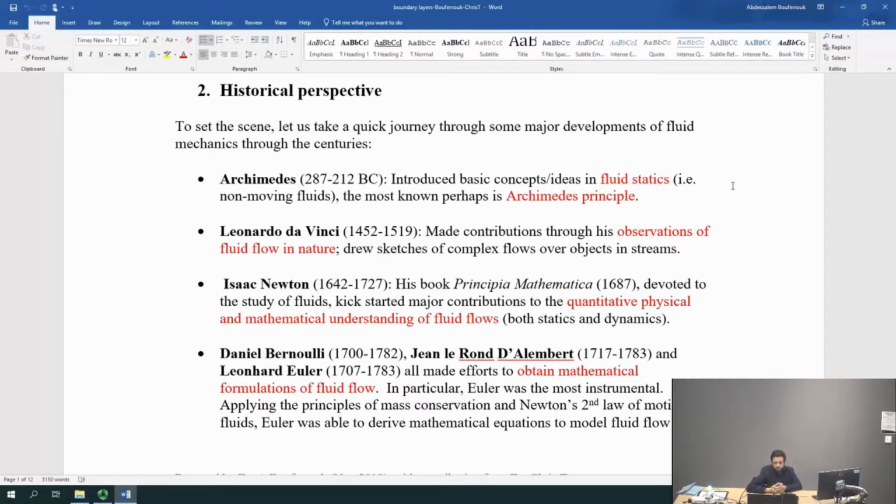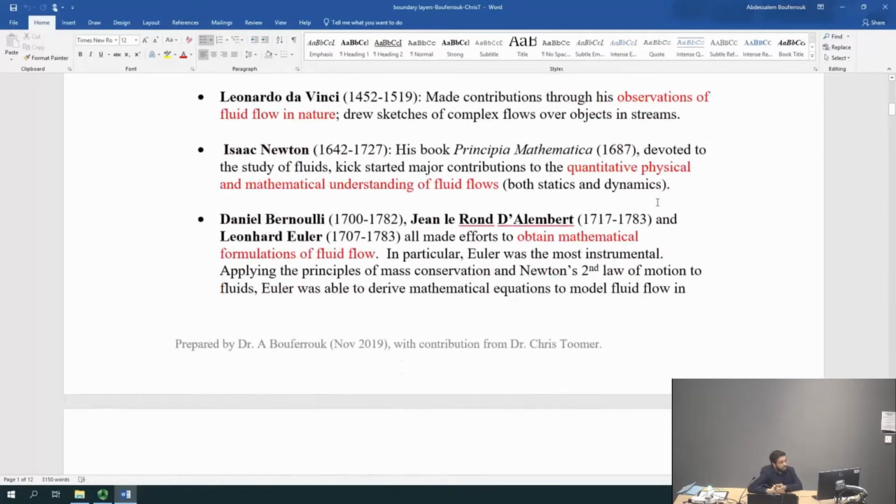So if you go back to Archimedes, he did a lot of work on fluid statics, not fluid motion. And the great thing we know about Archimedes is Archimedes' principle, the buoyancy force, okay? We all know about that. Then Leonardo da Vinci, one of the first people to observe flows in nature, a pioneer in observing how the flow behaves. If you came across some famous pictures of his paintings, trying to show us what turbulent flow looks like, this was some of his work.